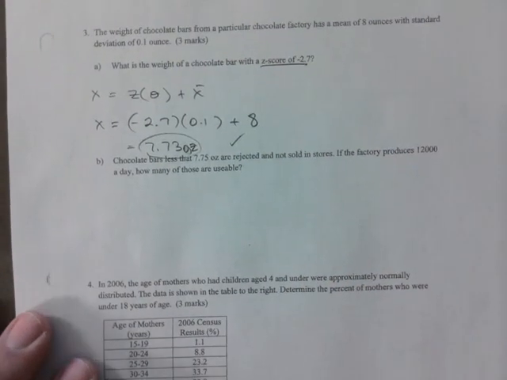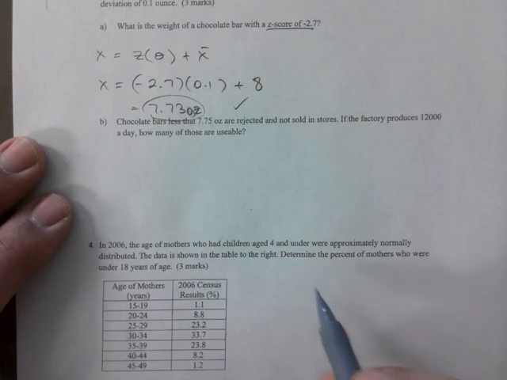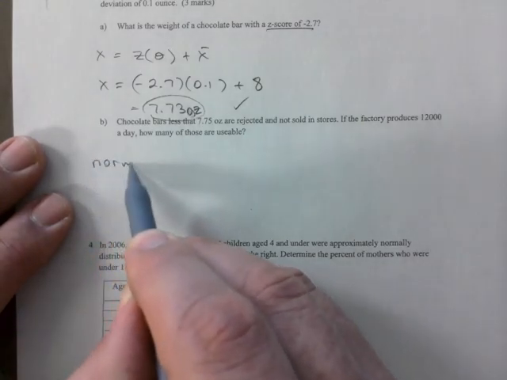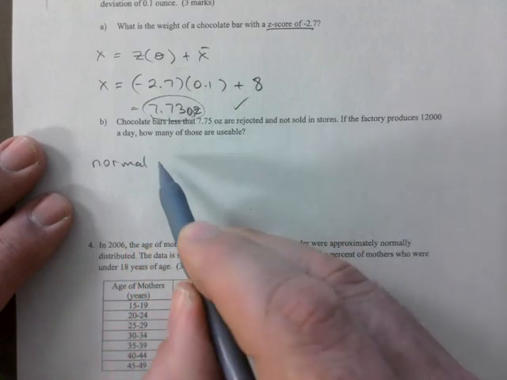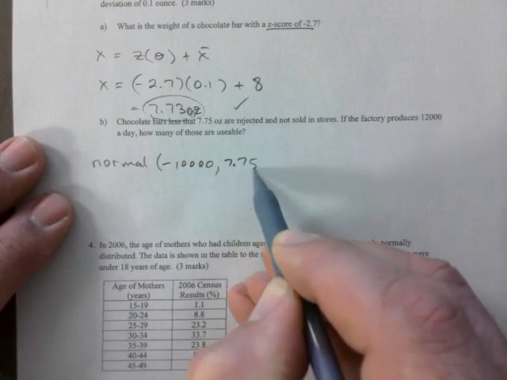They got to get their units straight, right? Chocolate bars less than 7.75 ounces are rejected and not sold. If the factory produces 12,000, how many would that represent? So first you need to do a normal CDF. That's going to be mark number 1. So anything less than 7.75 is rejected.